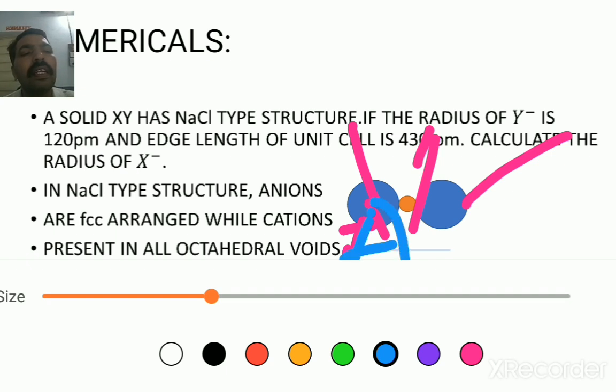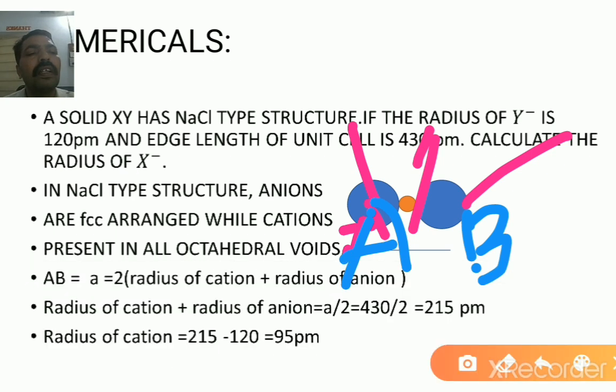Constituent particle A and constituent particle B. This is the center, from this center to this center. The radius of this sphere is R. This constituent particle also has radius R. Both are anions, which make the FCC arrangement.